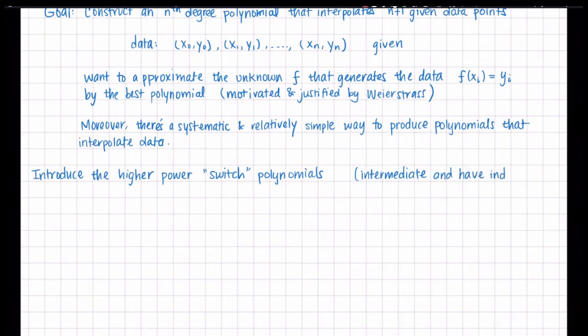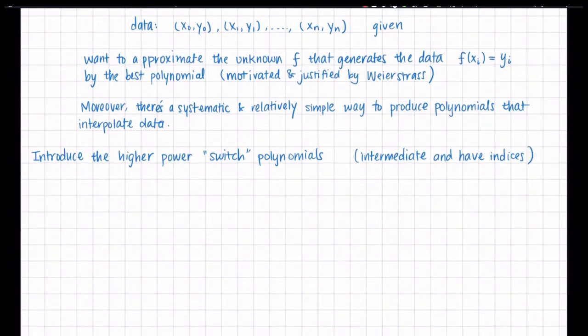So this is something that you might want to watch a couple of times. Here's what they look like. We'll call them L like before. There are two indices involved, n and k. I'll say real briefly that n is the degree of the polynomial L, as well as the degree of the interpolating polynomial, and k is the data position that this polynomial switches on.